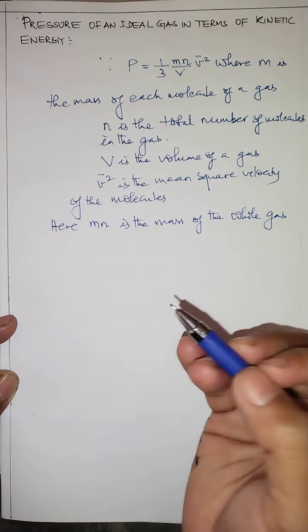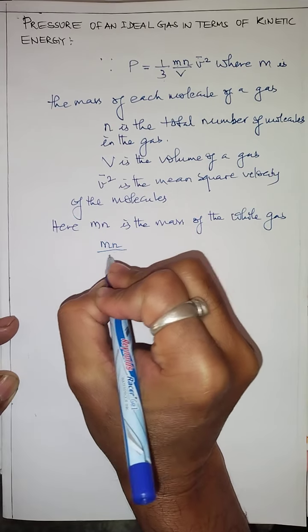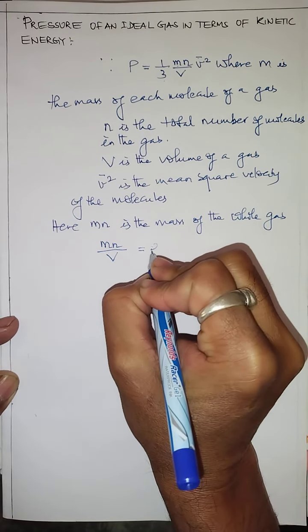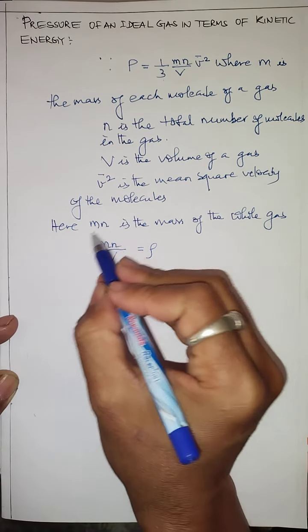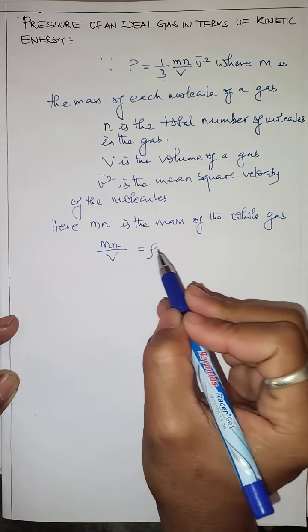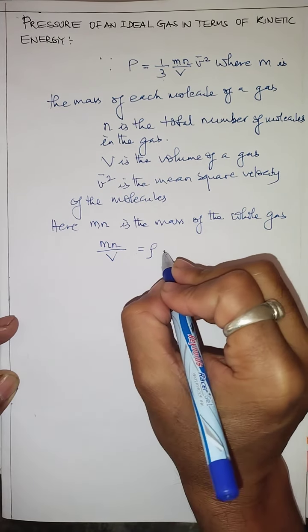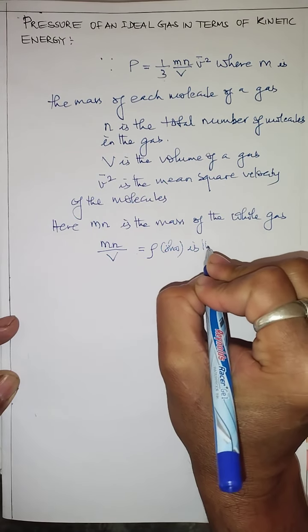So from here I can say that mn, the mass by volume, is expressed by density, as we have done in the previous video also. This is the mass divided by the volume, and you know mass by volume of a gas is the density of the gas. This symbol is called rho, and rho is the density of the gas.